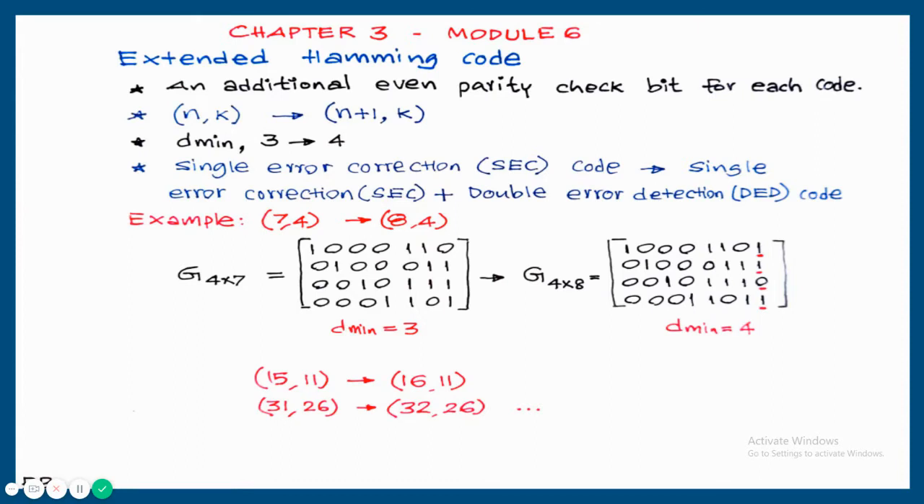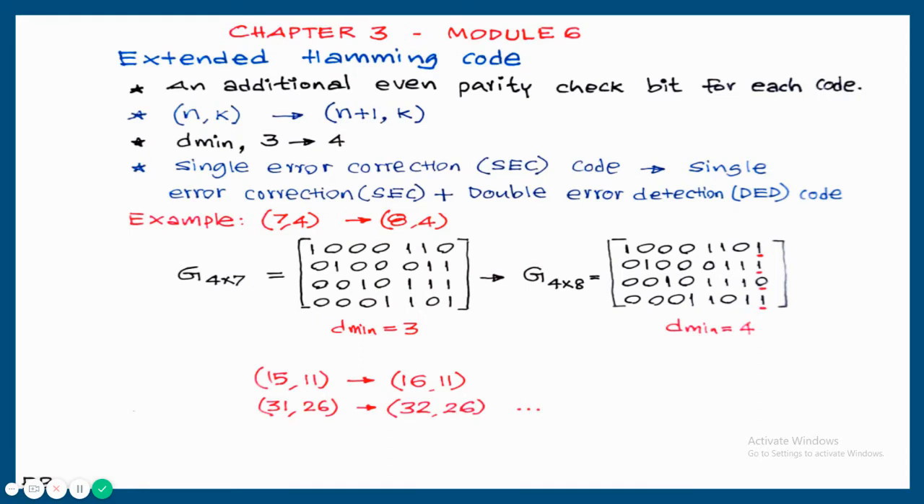When d minimum is equal to 4, the advantage compared to d minimum equal to 3 is that up to 3-bit errors can be detected. But when you're doing error correction, it's a single error correction code and double error detection code. Because when d minimum is equal to 4, and if there are 2-bit errors, at the receiving side, the receiver can decide the correction is not possible. So just leave the received code without correction.